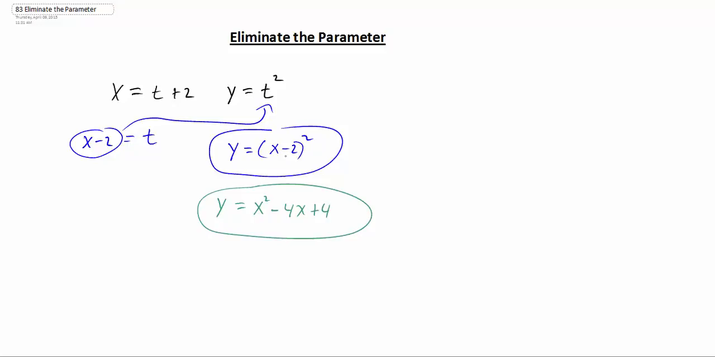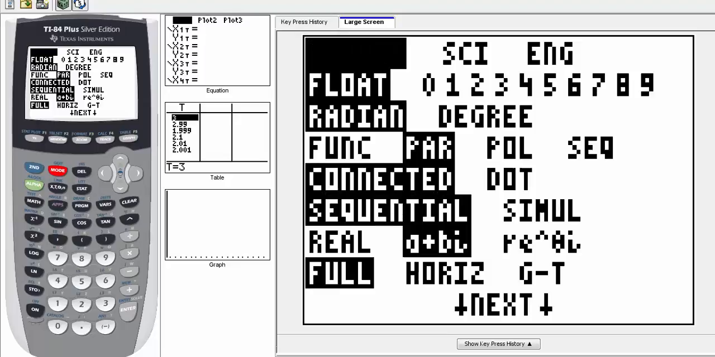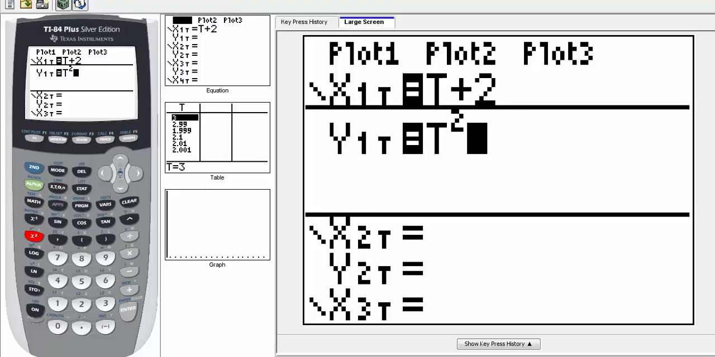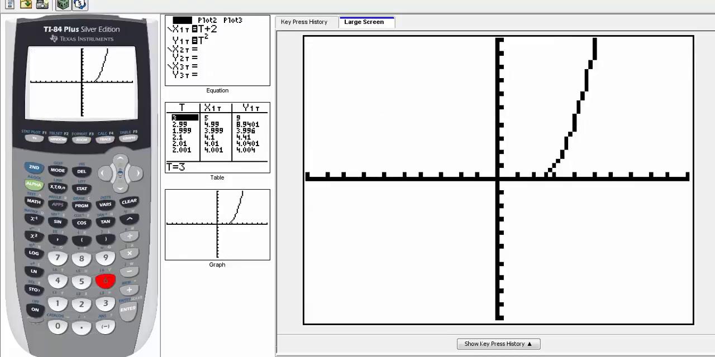Now, let's look at this. We know that x minus 2 squared is going to be the graph of a parabola. And let's look at the t plus 2 and t squared and see if we come up with the same thing. First of all, we're going to go to mode, and we are in parametric mode here. So if I go to y equals, I'm going to type in for the x, we have t plus 2. And then for y, we would type in our t squared. And I'll hit zoom 6, which is zoom standard. And we notice here we end up with our parabola.